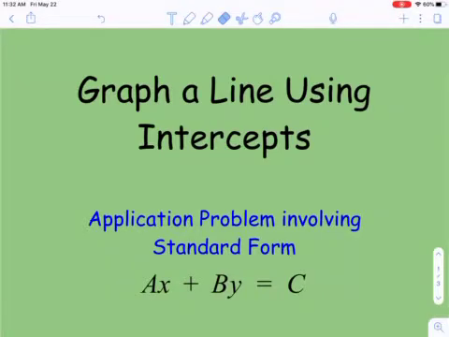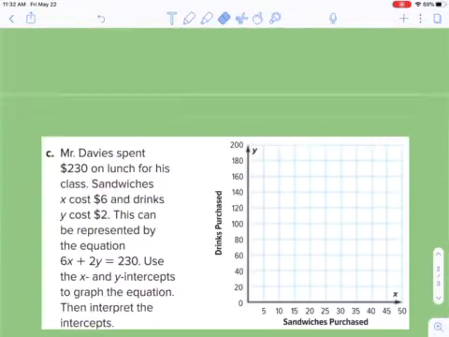All right, you've pretty much learned everything you need to know about this lesson, but I wanted to have one final video showing you how to use this with a word problem, in an application situation. So let's look at this.